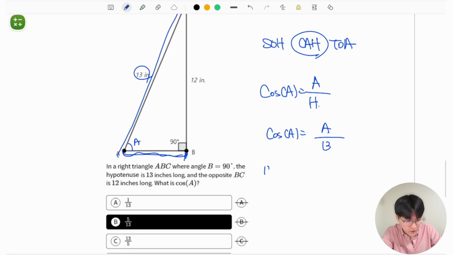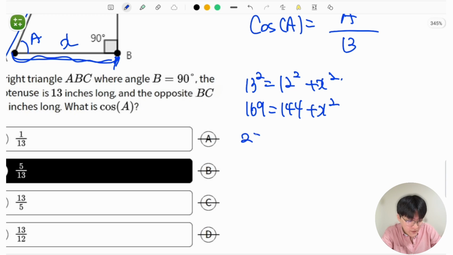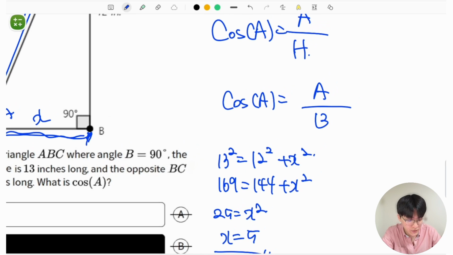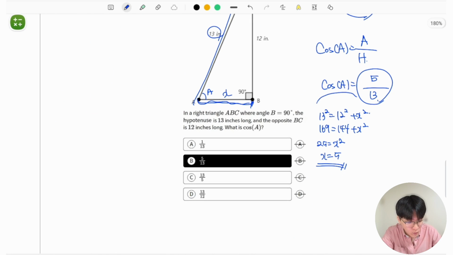Pythagoras theorem. So 13 squared is equal to 12 squared plus, let's just denote this as x, x squared, and therefore 13 squared is 169, 12 squared is 144. Take away those two values, we get 25, and therefore we get 25 is equal to x squared, x is equal to 5. So cosine A is actually equal to 5 over 13, and that would be answer choice B.